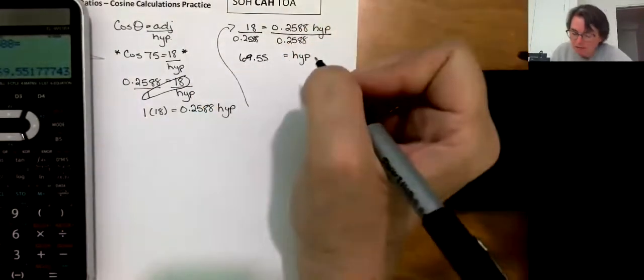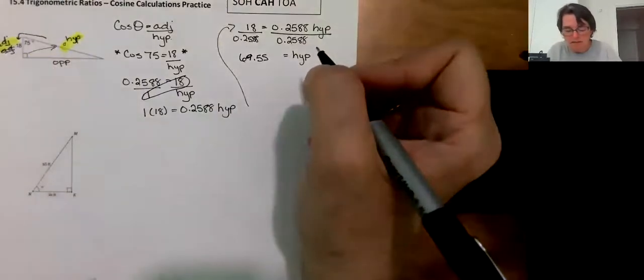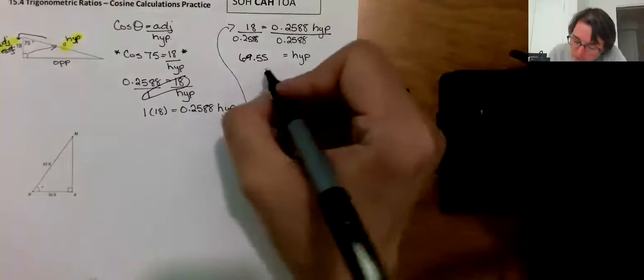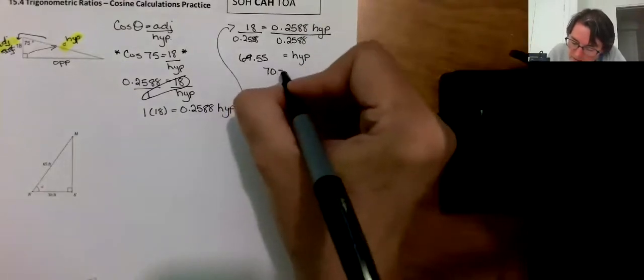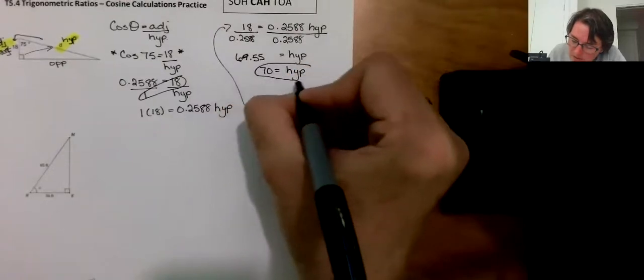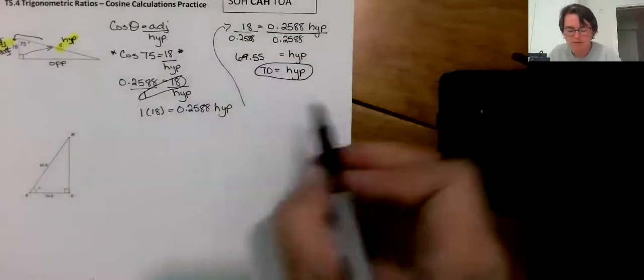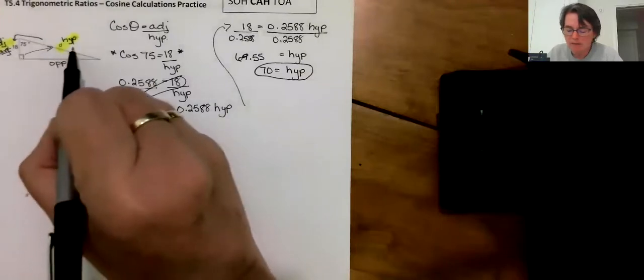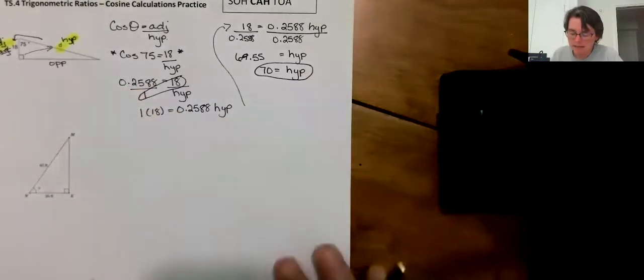69.55. And now let's look at our question. The question over here had whole numbers. So let's just make that 70 is equal to my hypotenuse. And there were no units, so I don't have to worry about units. And that seems a reasonable answer. If this side is 18, hypotenuse better be bigger than that, and it's 70.